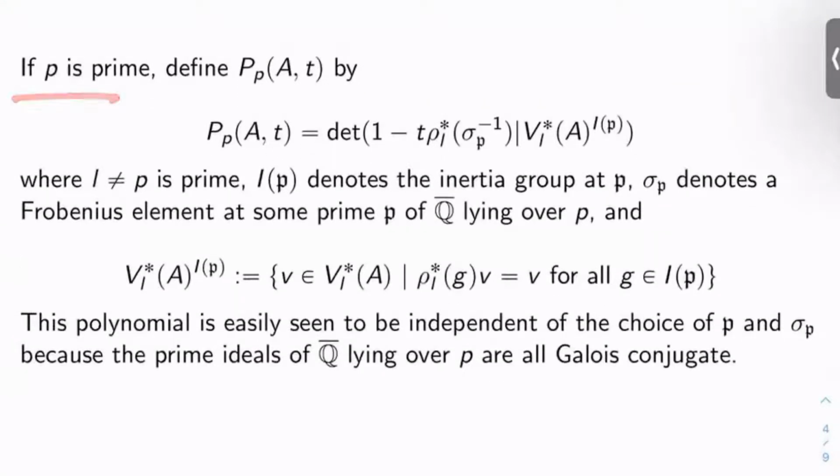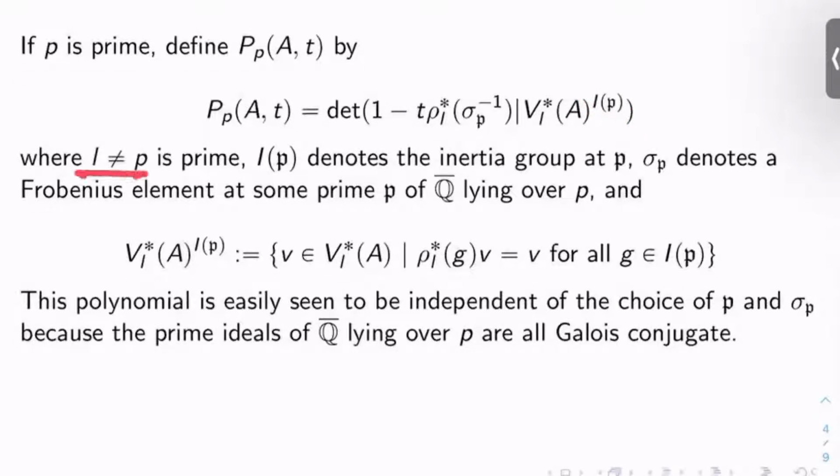Let's define local L factors now. If p is a prime, we'll define what we'll call the local L factor at p, P sub p of A at T. T is a variable here, by the determinant of 1 minus T times rho star sub l of sigma sub frak p inverse on V star sub l of A, and then I have this superscript I of frak p, and I'll explain all this. Here l is any prime that isn't p, which is remarkable. I of frak p denotes the inertia group at frak p. We defined that several videos ago. Sigma sub frak p denotes a Frobenius element at some prime frak p of Q bar lying over p. It doesn't actually matter which prime frak p you pick.